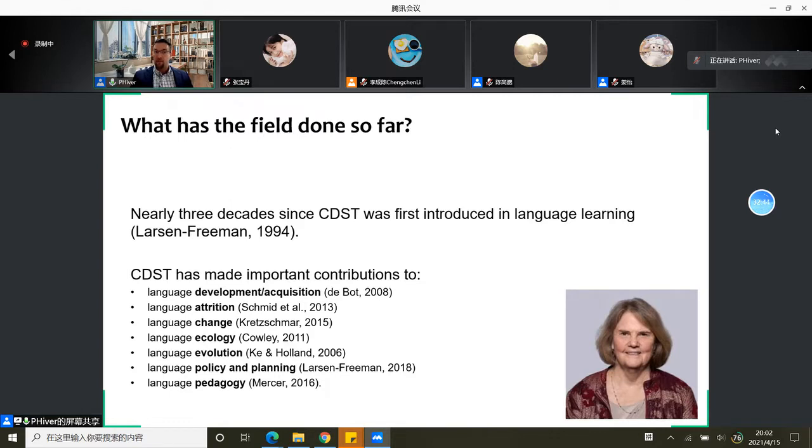We can also see important contributions that complexity research has made in many strands of our field. So considering that there's a growing interest in complexity methods, it makes sense to evaluate what designs and methods the field has used till now.